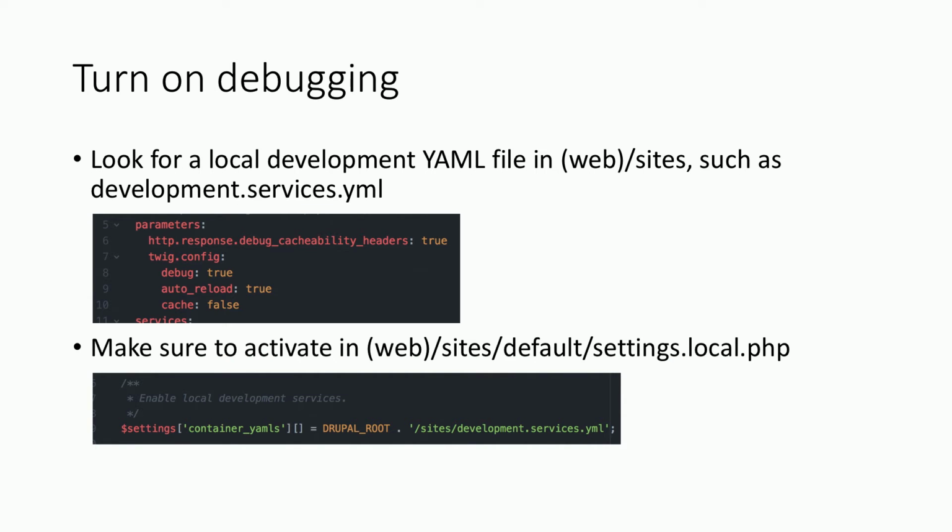To turn on theme debugging. Now we're getting a little bit away from front-end work. Look for a local development YAML file in your web directory /sites. Ours happens to be named development.services.yaml. Look for these parameters inside the Twig config, the debug, the auto reload, and the cache. I like to set these in this way. That way, the debugging is what's going to give me those.